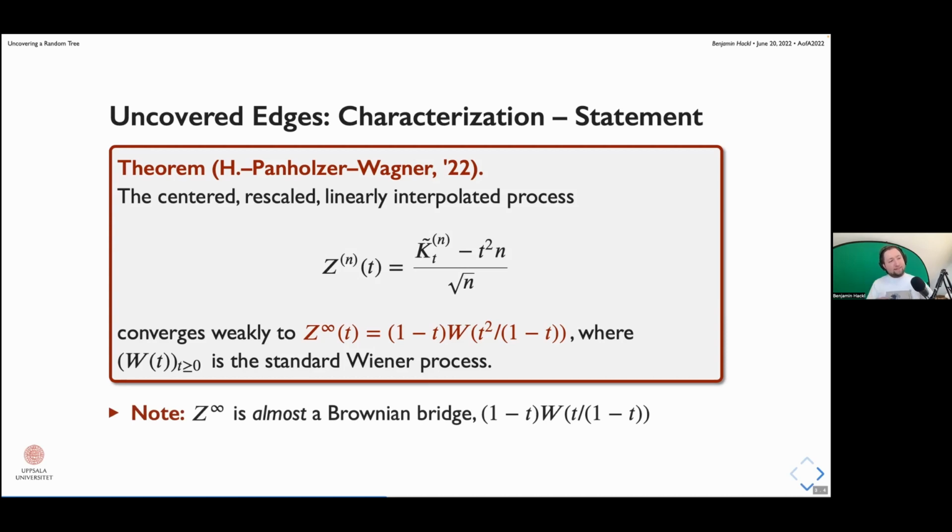And this is somehow curious, because if you look at how you can define a Brownian bridge, the process where you take a Brownian motion and then condition on the endpoints being on the axis, you can actually see that this is pretty close, in the sense that for the Brownian bridge, you have this expression here, 1 minus t times the Wiener process with argument t over 1 minus t. And for our limiting process, this is almost the same, but with a t squared here in the numerator of the argument of the Wiener process, which is nice.